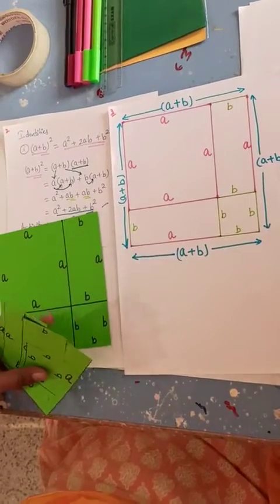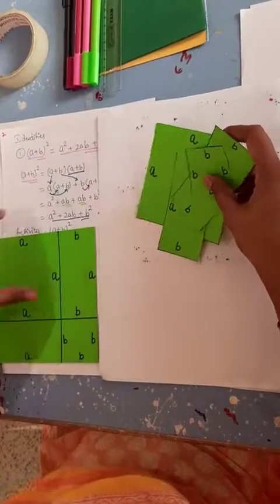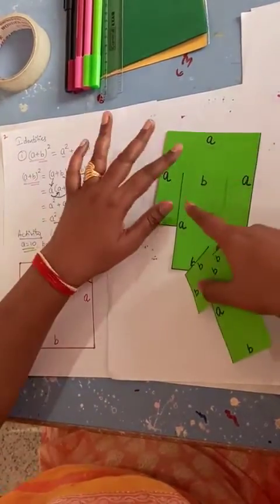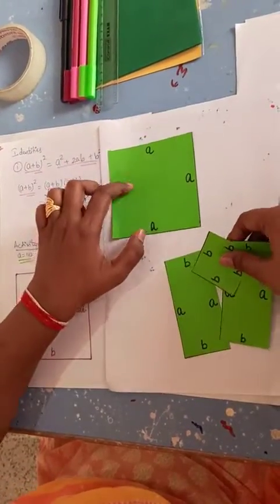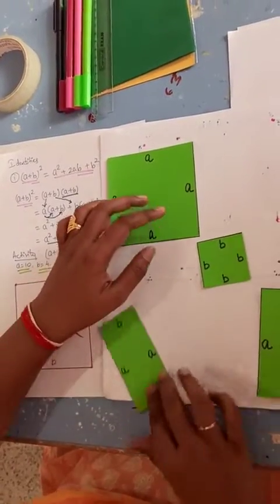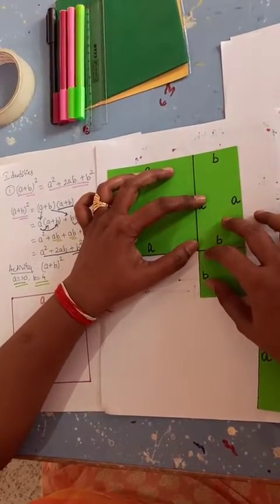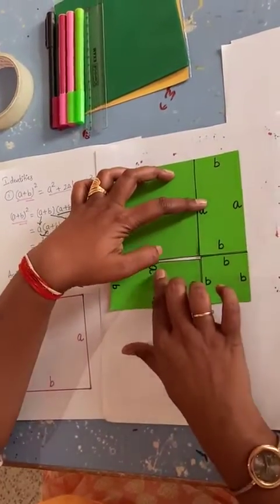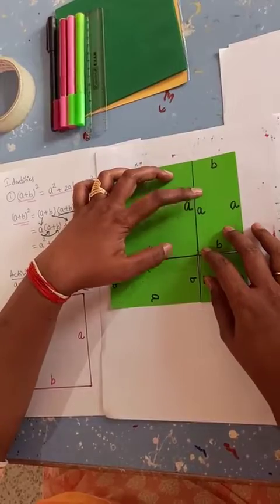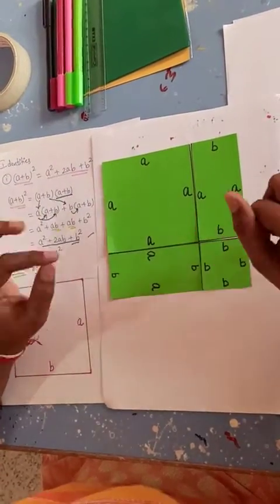Cutting it, you got these 4 parts. This one is A square. This one is that small b part. This one is your AB. If I can join it, it will complete the square. Are you understanding? This will complete the square. Yes, this square I have cut.